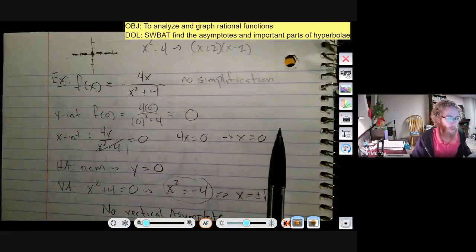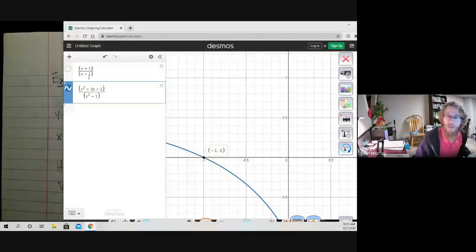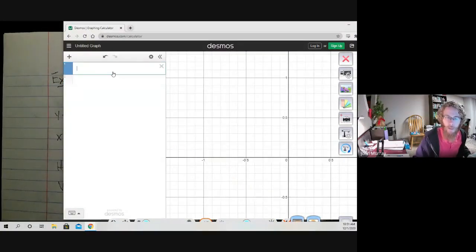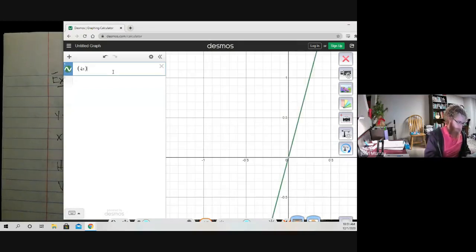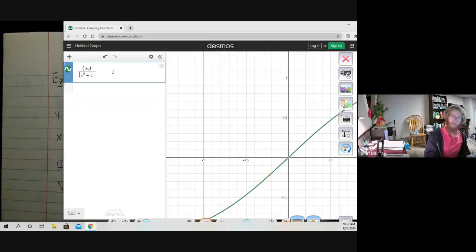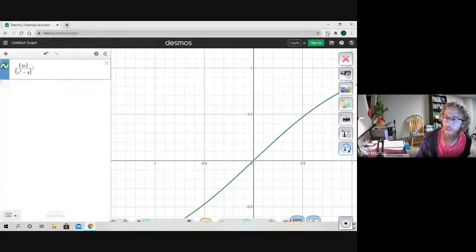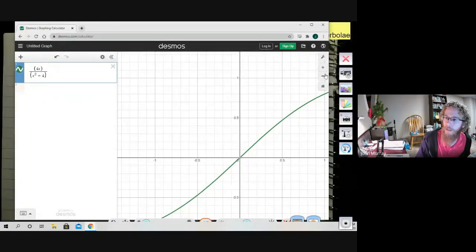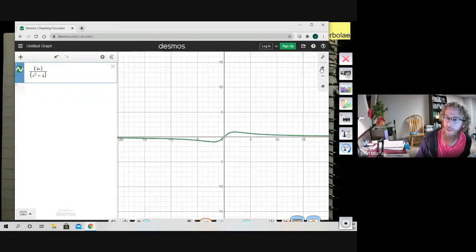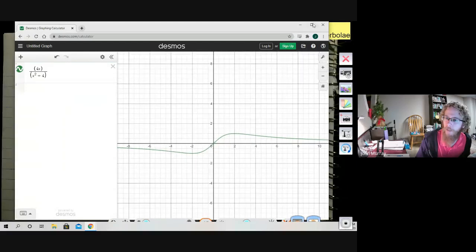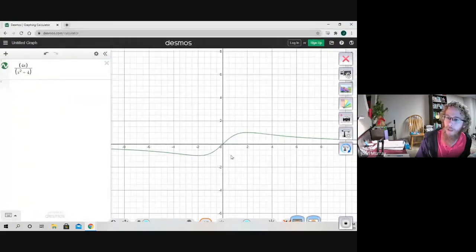Okay, so let's look at the graph real quick. Let me get rid of these. So I have 4x divided by x squared plus 4. And I'm going to have to zoom out. This is a really interesting graph. It's not even really a hyperbola. Okay, we kind of get this wave function.